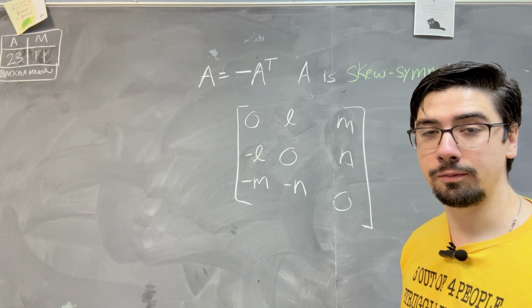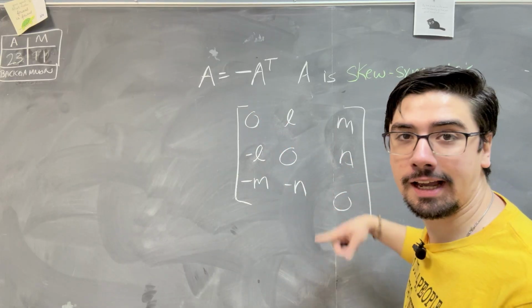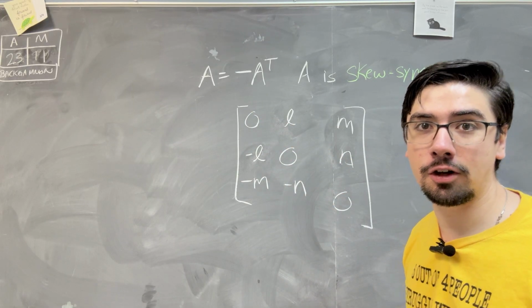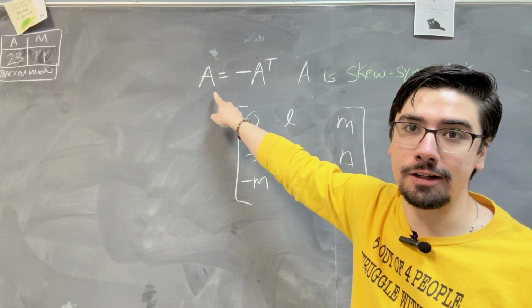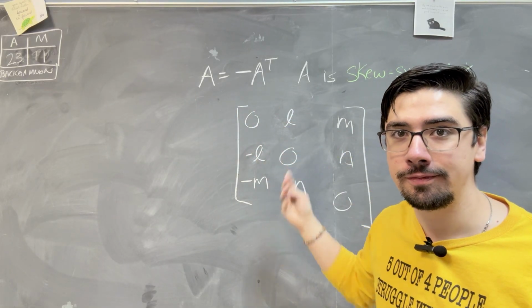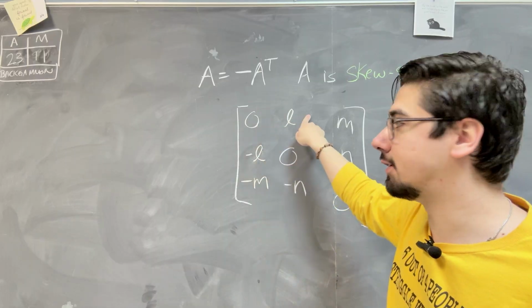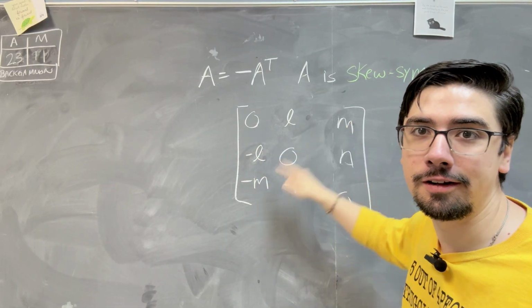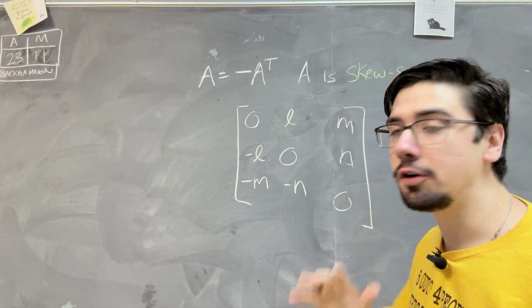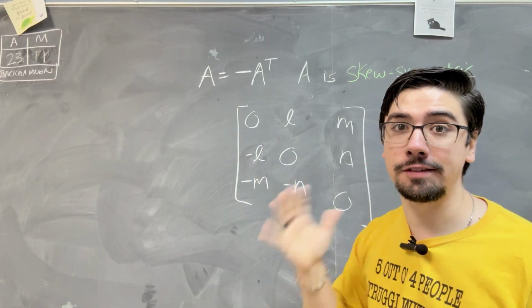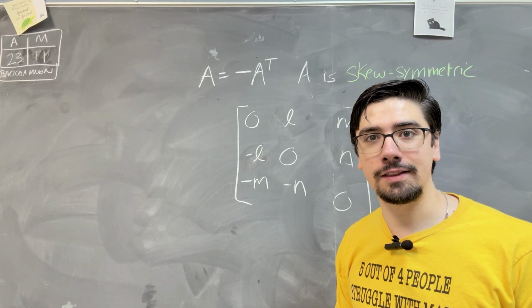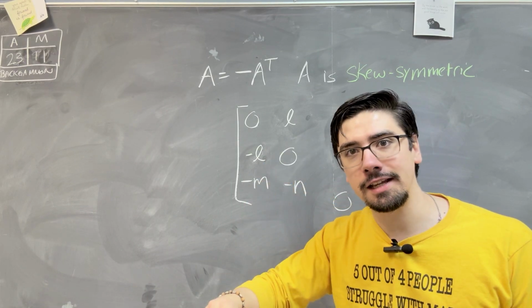A matrix with the property that when you flip it along its diagonal, you get the negative of the original matrix is called a skew-symmetric matrix. Often written down in this equation right here, A equals negative A transpose. So if we have L over here, you have negative L over here, M over here, negative M over here, and so on. Notice, by the way, that the diagonal of this matrix must be 0, right? Because the diagonal stays fixed, and the only way the positive version of a number can equal its negative version is if the number is 0.